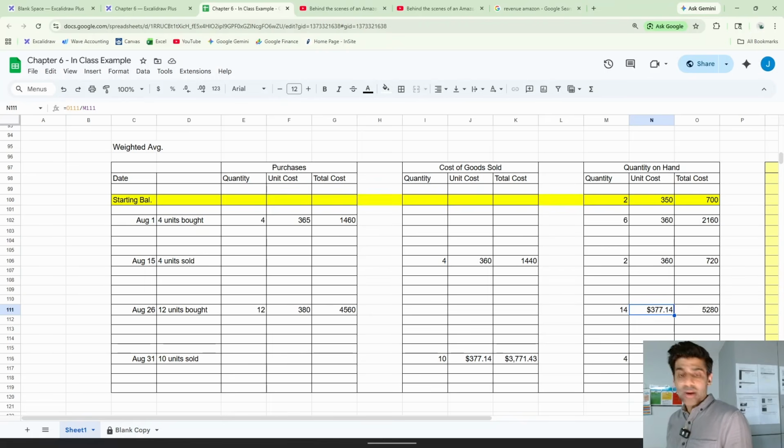Yeah? And it only changes when you buy inventory, because that's when you have new inventory coming in at a different unit cost. Then you have to redo the calculation. For the sales transactions, you just keep using that same weighted average, because all the units that you have in inventory are valued at the same weighted average amount per unit. Okay, so that's a key thing to remember. Weighted average, you only recalculate it when you have a purchase transaction. Sales transactions, you just use the weighted average that you've already calculated.